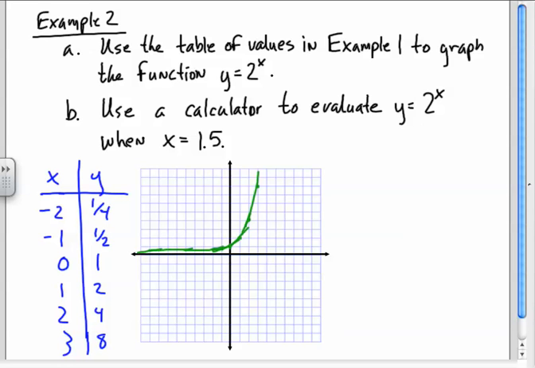Now, let's look at part B. B says use a calculator to evaluate y equals 2 to the x when x is 1.5. Okay, so let me just write it again. This is the B part. So y is equal to 2 to the 1.5. Now what I need to do is type these keys into my calculator. I need to type 2. I'll put a little box around it because that's a key.